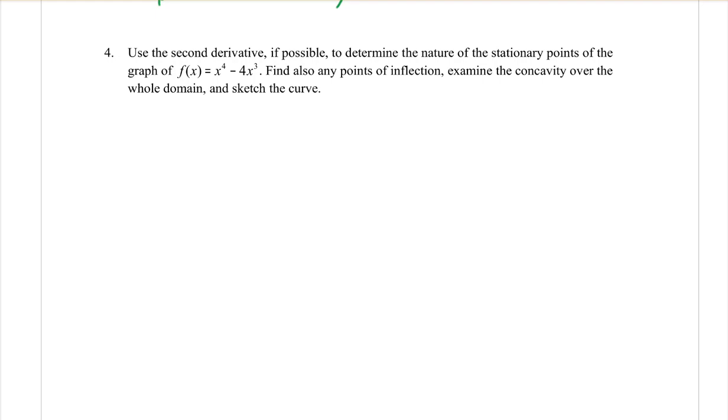If you have an equation that is hard to differentiate once, you don't want to differentiate it twice, and so you'd want to use the table method. But if something's easy to differentiate, this can be faster. So let's do this one.